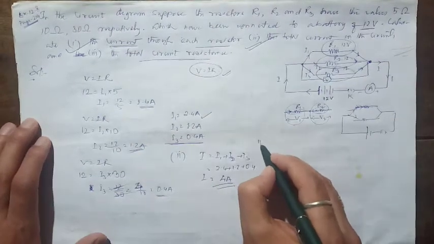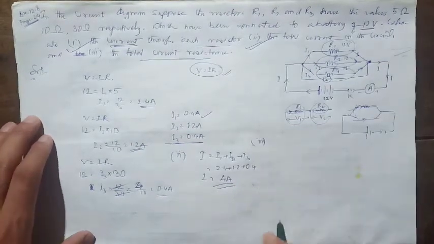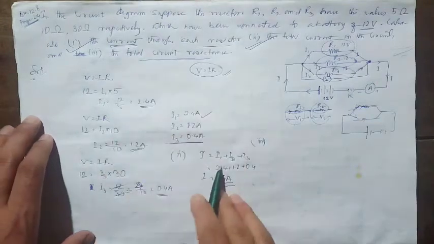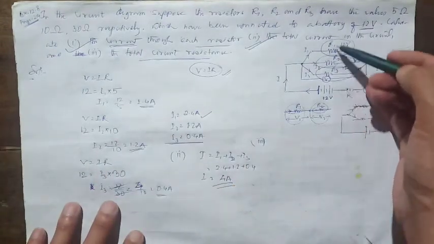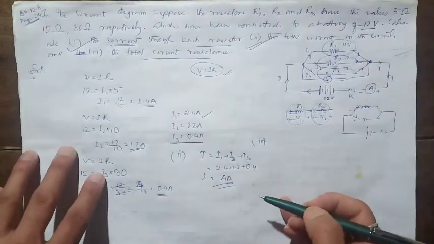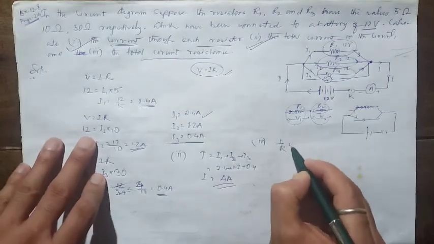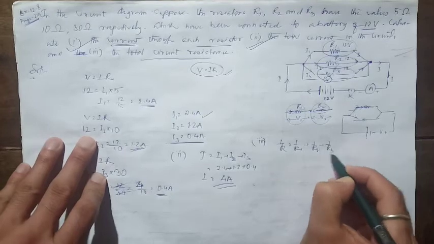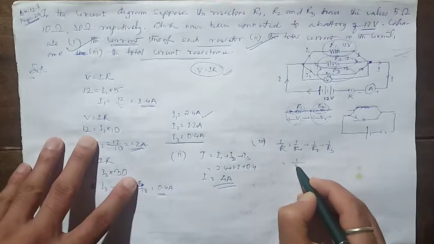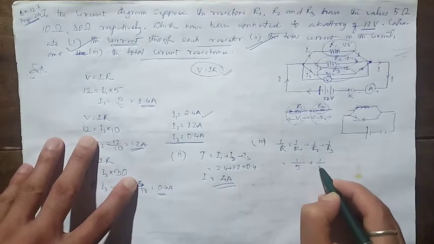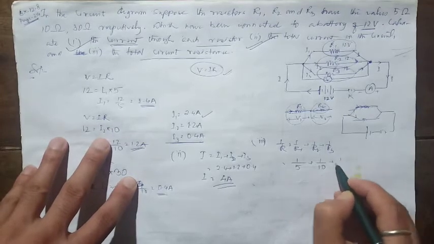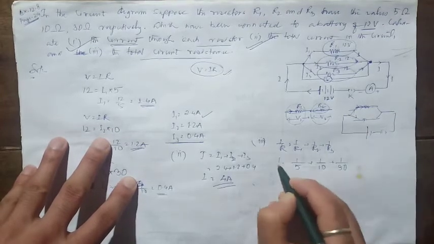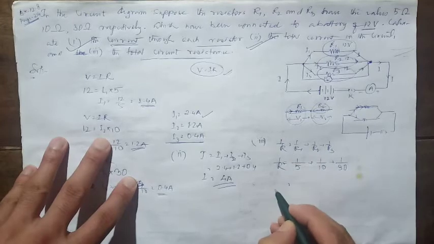Now, to calculate the third part, what they say is total circuit resistance. Now, students, we know these three resistors are connected in parallel, and you know how to calculate the net equivalent resistance in parallel. So, we have a formula: 1 by R is equal to 1 by R1 plus 1 by R2 plus 1 by R3. Now, R1 is 5 ohms, R2 is 10 ohms, and R3 is 30 ohms. So, this is the net resistance that we are going to determine.